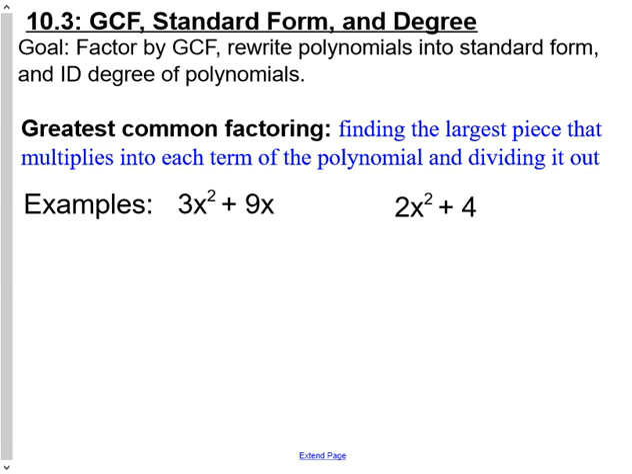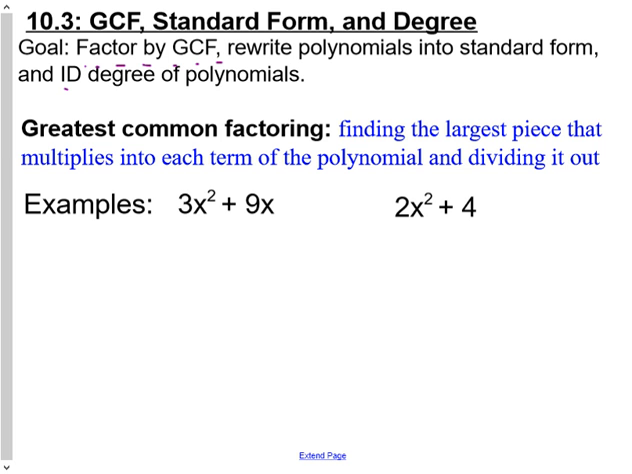Today's lesson is 10.3, GCF, standard form in degrees. GCF stands for greatest common factor, and the goal today is to factor by using greatest common factor and rewriting polynomials into standard form while identifying the degree of the polynomial. It kind of goes back to 10.1's lesson about degrees. We're going to use that a little more in today's lesson.